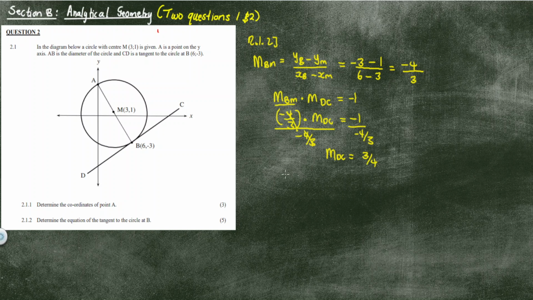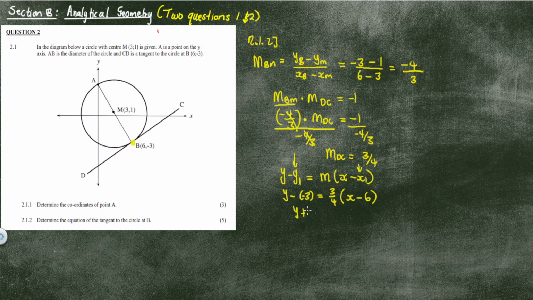Now to get the equation, same story, guys. Same story, same preaching, same message. Okay, so what is y1? I'm going to use y1 and x1. I'm going to substitute the point that lies on the tangent. So y1 is negative 3, gradient 3 over 4, x minus x1, 6.